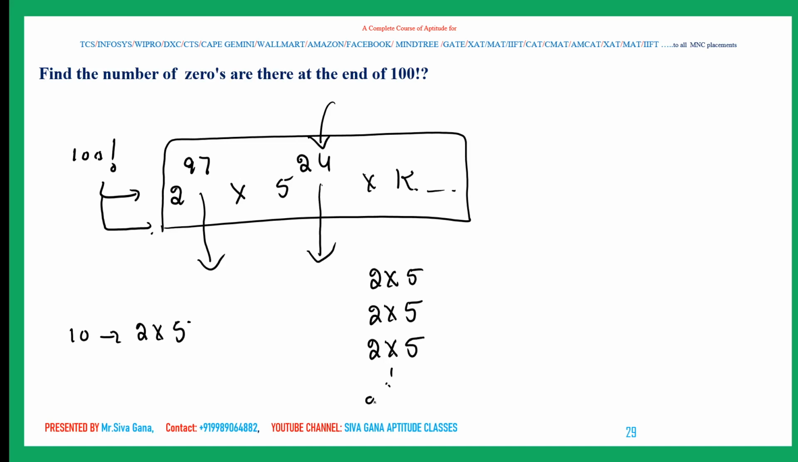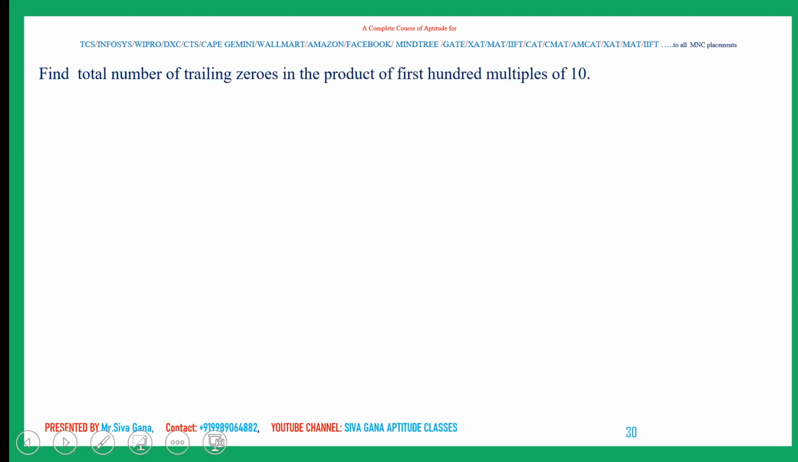Like this we can combine up to 24, because the 5s are only 24, which means 24 trailing zeros, which is simply the maximum power of 5. This is the reason why, as 5s are fewer, it is enough to calculate the maximum power of 5 for calculating the number of trailing zeros in the factorial alone.